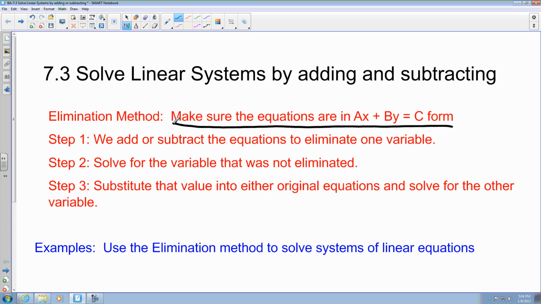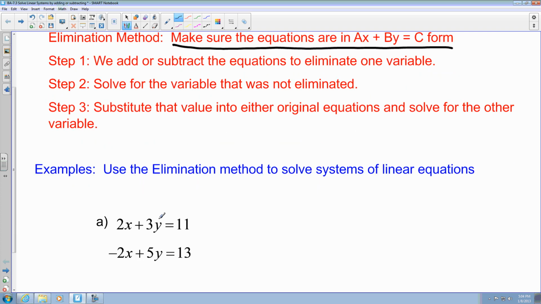First step is we must add or subtract the equations to eliminate one variable. And I'll show you what you'd have to do to either add or subtract them. Second step is solve for the variable that was not eliminated. And then once you do that, you substitute that value into either original equation and solve for the other variable. So let's look at some examples.